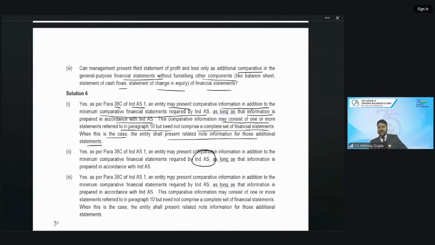So any additional column for any of the statements, if the management is presenting voluntarily, they can do so provided they have complied with the Ind AS, and there is no requirement that if you are presenting a third column for the P&L, then you need to present a third column for all other statements as well. It is all your voluntary presentation, right?